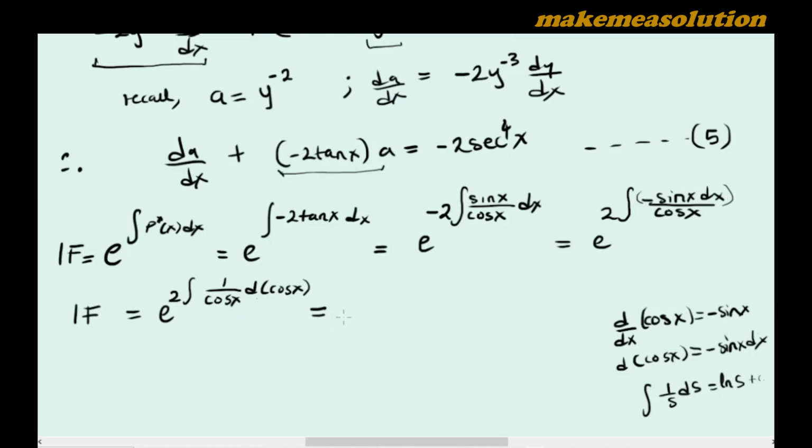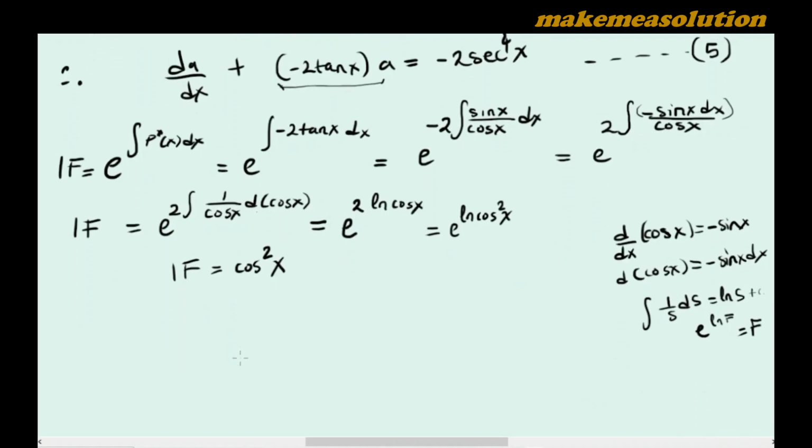But remember, in integration factor you are not supposed to take note of the constant of integration. So we have exponential 2, so integral of 1 all over cos x d cos x gives me ln cos x. So this is exponential ln cos squared x. So our integration factor becomes cos squared x. The rule we are using is exponential ln f is equal to f. So this is the integration factor.